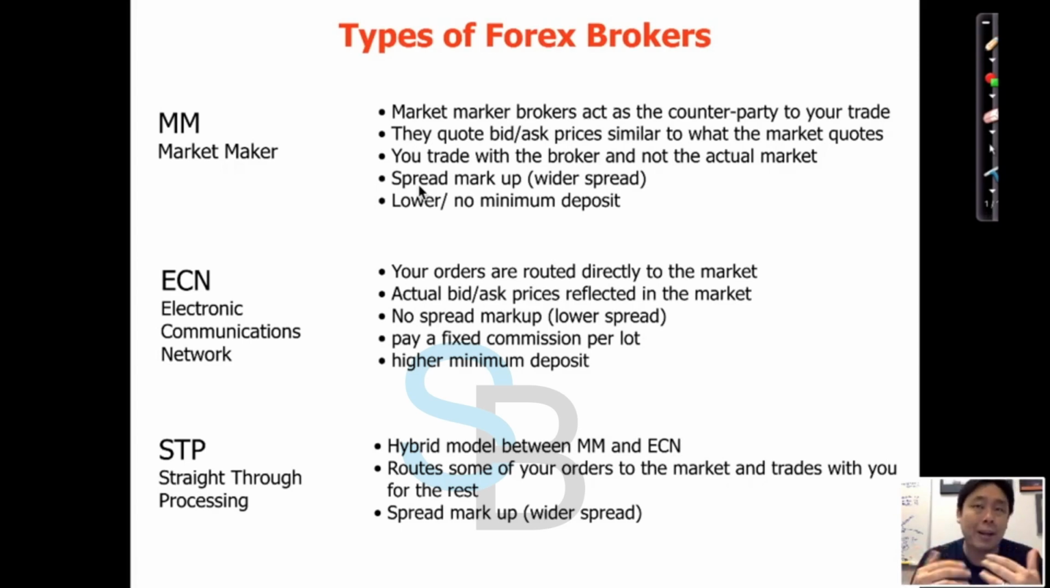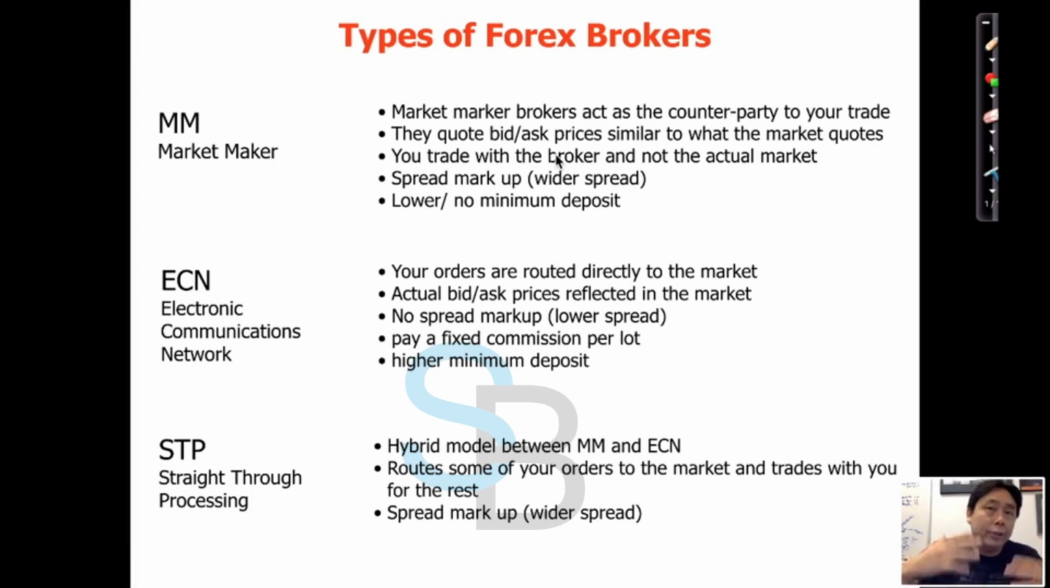So you see the spread as 3 pips. So the markup is from the broker itself. Okay? Now, this to me, I do not use market maker brokers. Why? Because in a way, when you use a market maker broker, you are trading against the broker.